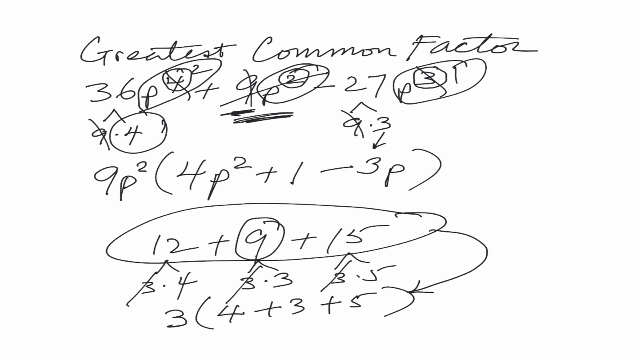Of course, in a real problem, you can just add these 3 numbers, but they probably give it to you as 12x squared, 9x, and just 15, perhaps. And so you're just going to have 3 times 4x squared plus 3x plus 5. Okay.